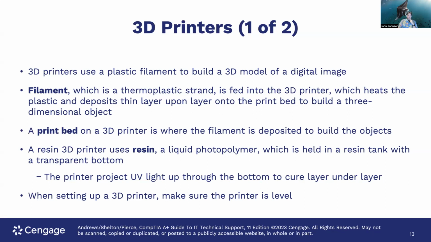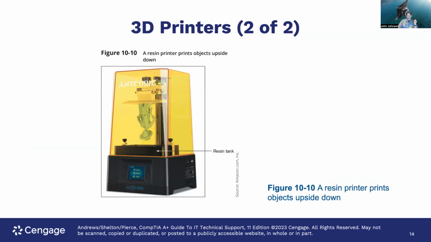There's also the resin 3D printer, which uses resin, a liquid photopolymer, held in a resin tank with a transparent bottom. The printer projects UV light up through the bottom to cure the resin layer upon layer. In setting up a 3D printer, make sure that the printer is level. If you don't, you're going to have problems with your prints. This is an image of a 3D printer, particularly a resin printer, and you can see that it's printing upside down. So that's pretty cool.